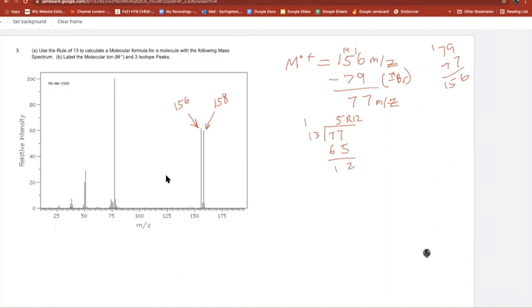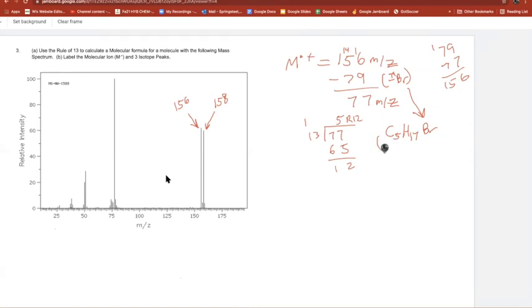So this looks good. It's going to be a C5H12. There's 12 plus 5, 17. And then I've got to remember to add in that bromine. Let's make sure that adds up to 156. So it's 60 plus 17 plus 79. Yep, 156. Looking good. So does this seem reasonable?